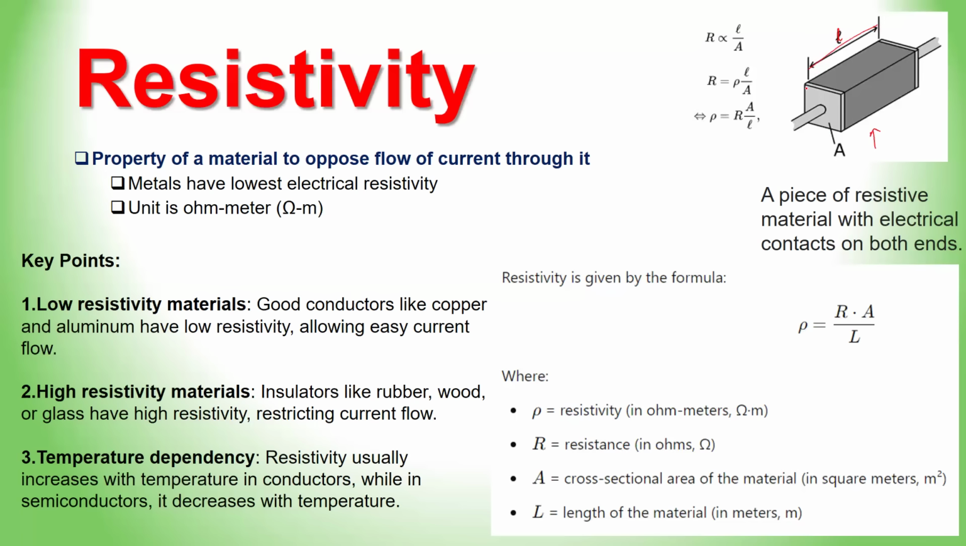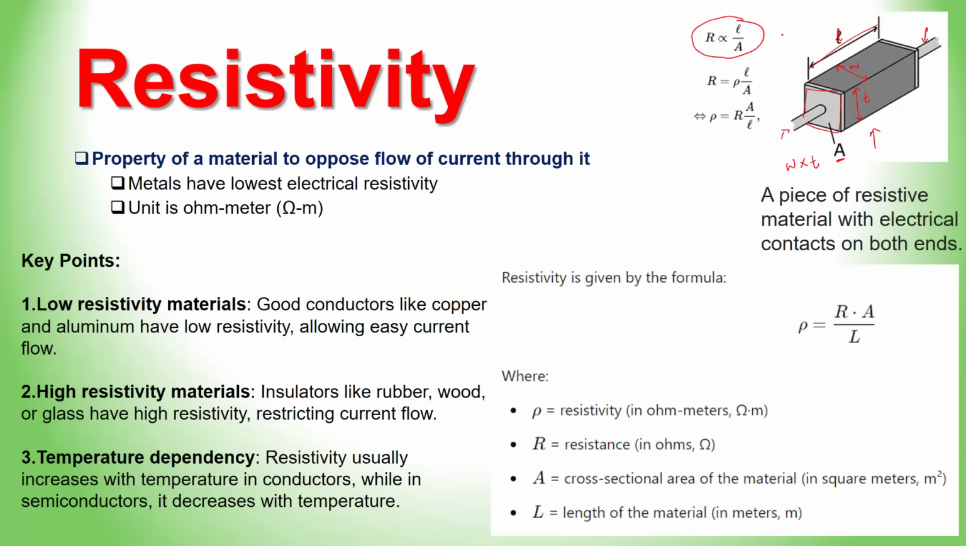It has this cross-sectional area, which is indicated by letter A, which is also the product of width W and thickness T. Here you can see this is the thickness of the material, a slab of material, and this distance would be called W, that is the width of the material. The material is a piece of resistive material with electrical contacts, one contact here and a second contact here on both ends. So the resistance of this material is given by this formula.